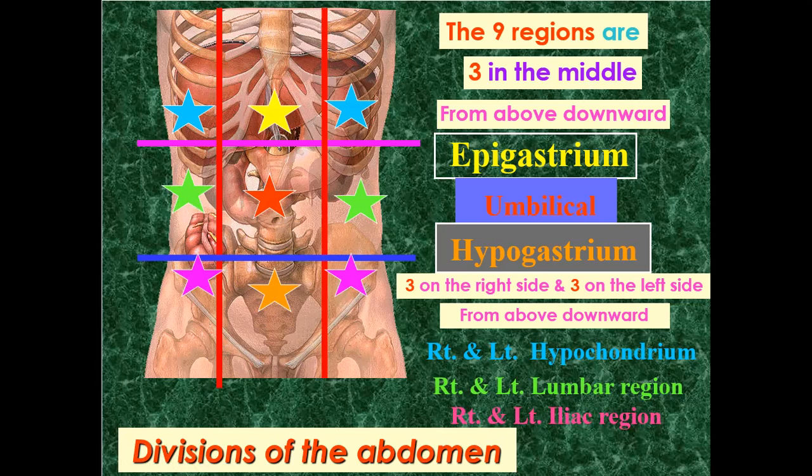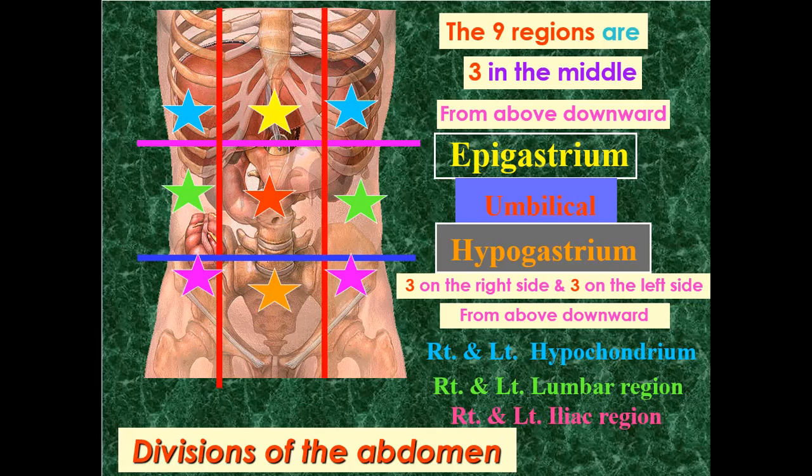Once again, this is the epigastrium. This is the umbilical. This is the hypogastrium. Here this is the hypochondrium, right or left. Then we have the lumbar, right or left. Then we have the iliac region. So now, whenever we talk about the abdomen, we always correlate with which region we can trace.